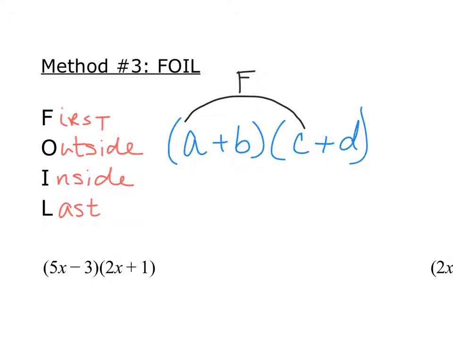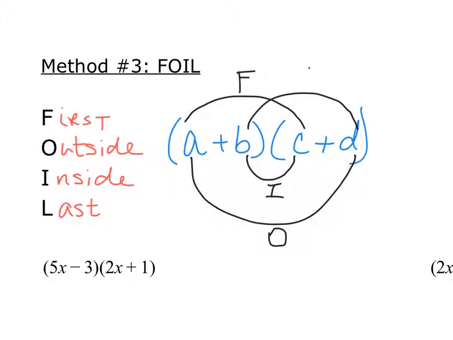A times D. Hands to yourselves. The outside two terms. It's going to be a lot of letters and a lot of lines. The inside two terms. And L, the last two terms. L, like last.